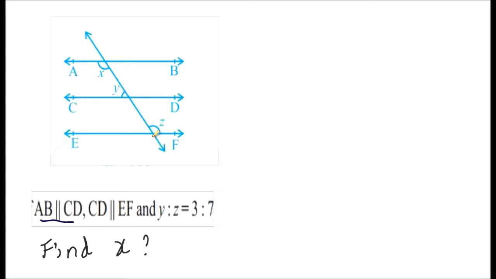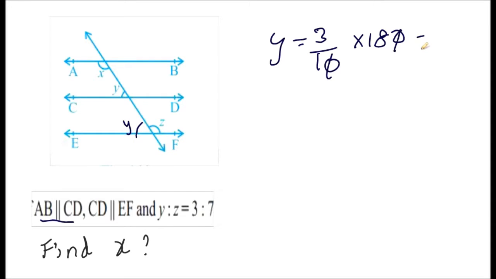Angle Y is to angle Z is 3:7. You know angle Y, so this angle is also equal to angle Y. So angle Y is equal to 3 by 10 into 180, because 3 plus 7 is 10 and Y and Z form a linear pair, so Y plus Z is equal to 180 degrees. So 3 18s is 54 degrees. Angle Y is 54 degrees. Then angle Z is simply 180 minus 54, which is 126 degrees.